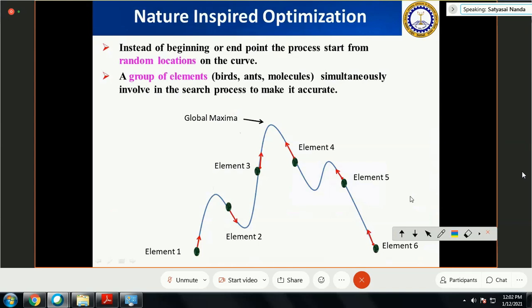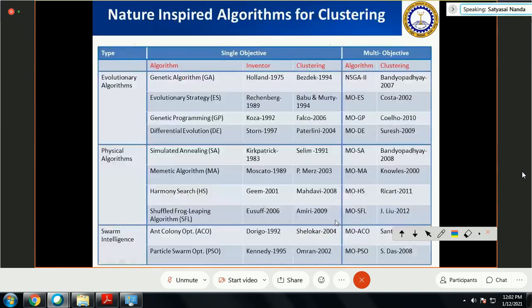So in this particular curve, if elements 1 and 2 could not achieve it, then elements 3 and 4 will achieve the global maxima, and the rest of the elements will follow element 3 or element 4, whoever achieves the global maxima at the earliest, and all of them will reach the global maximum.